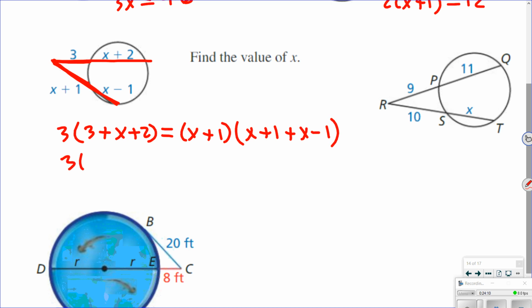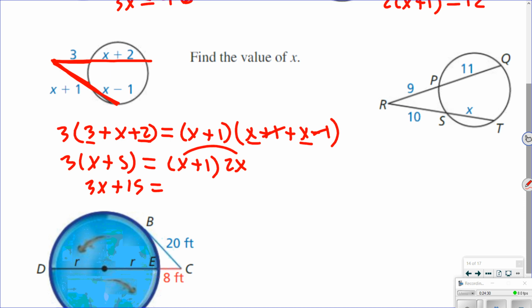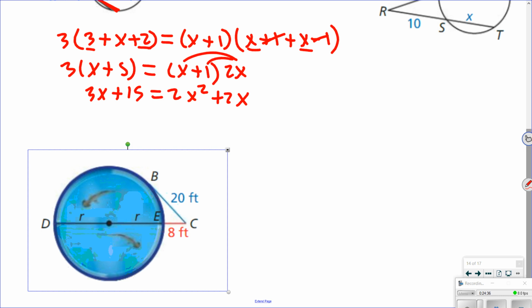Okay, let's do a little bit of simplifying. This would be 3 times x plus 5, if I add the 3 and the 2 together. Over here, this would be x plus 1 times, if I add these together, the plus 1 minus 1 goes away, but I add the x's together, I get 2x. Let's distribute. I get 3x plus 15 equals, distribute here, 2x squared plus 2x.